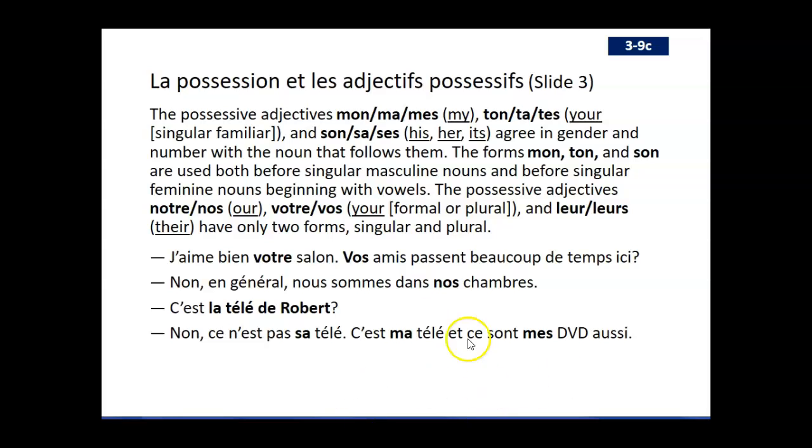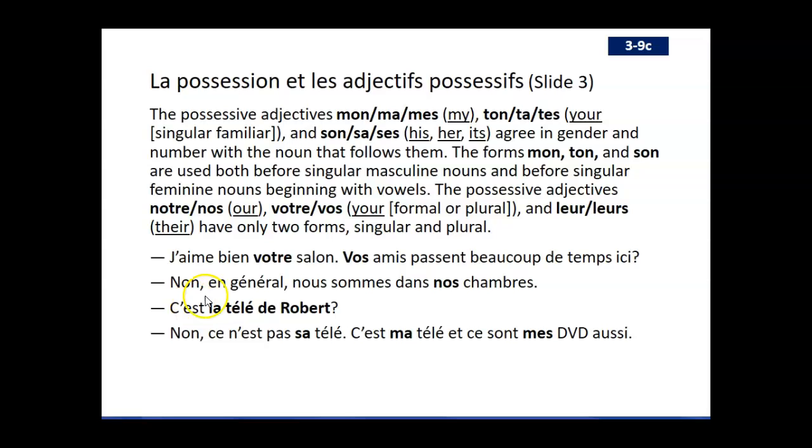Okay, so we have a few example sentences here we can take a look at. J'aime bien votre salon. Oh, I like your salon. Okay. Vos amis passent beaucoup de temps ici. Okay, do your friends spend a lot of time here? So vos amis, your friends. Okay, so this is the plural form that we're using before the plural noun amis. So because amis has an S on the end, I need to use this plural form.